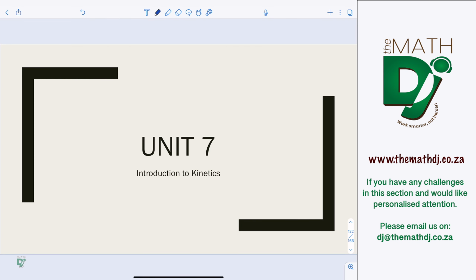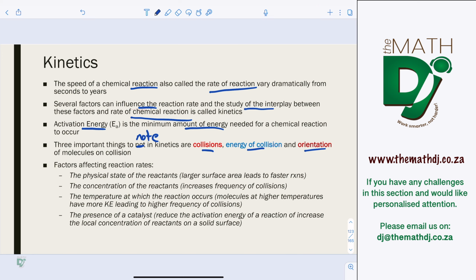Three important things to note in kinetics are collisions, energy of collision, and orientation of molecules on collision. So these are the three things that determine the rate of reaction.